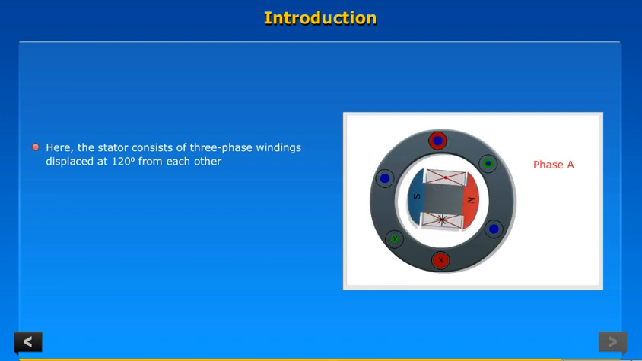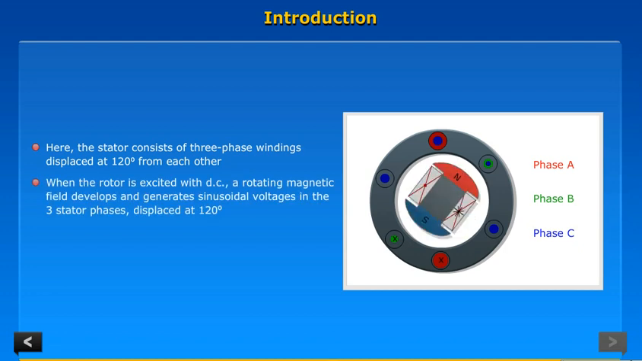Here, the stator consists of three phase windings displaced at 120 degrees from each other. When the rotor is excited with DC, a rotating magnetic field develops and generates sinusoidal voltages in the three stator phases displaced at 120 degrees.